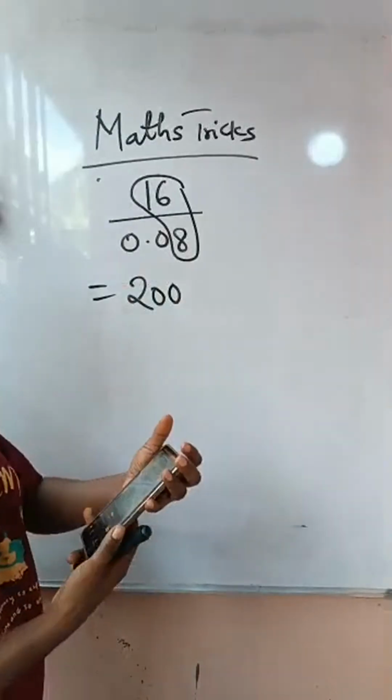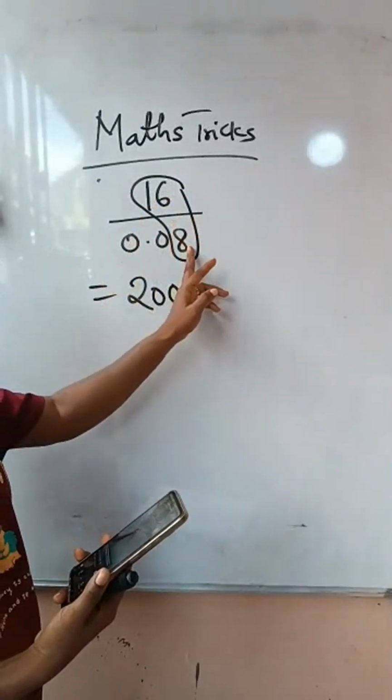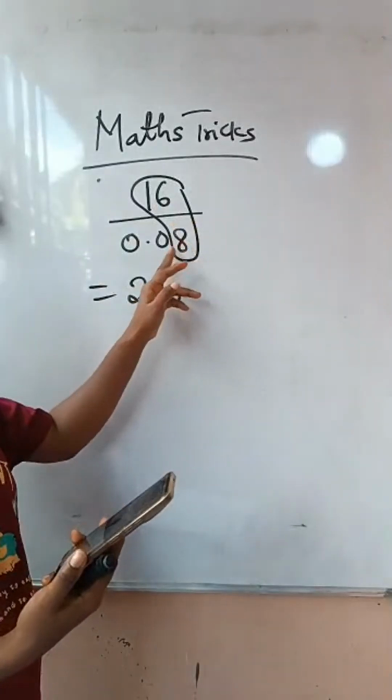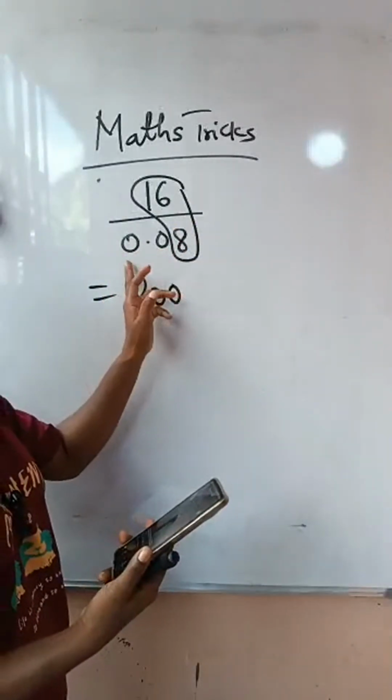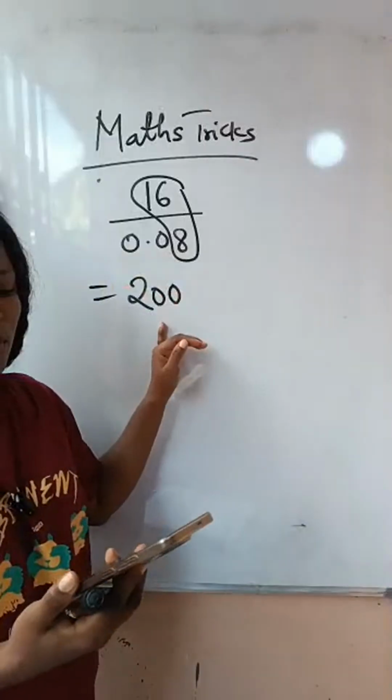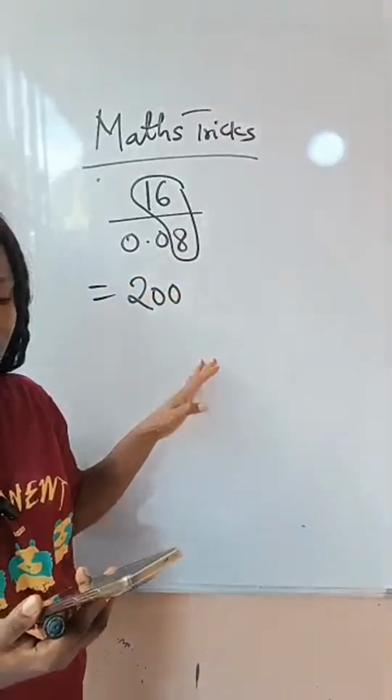First of all, you divide the numerator by the denominator, excluding the zeros. Then count how many zeros you have left. Add them in front of the answer you've gotten, and that is the answer.